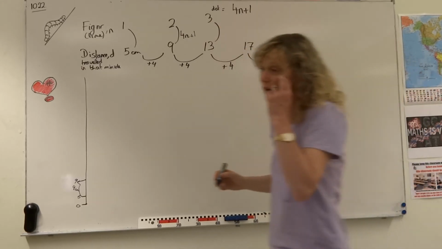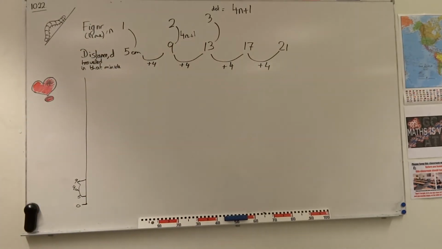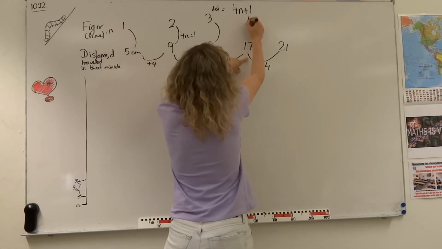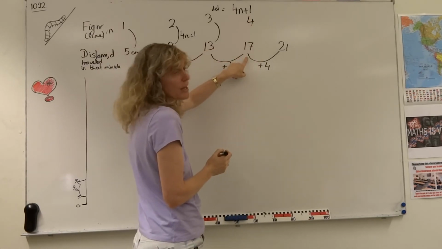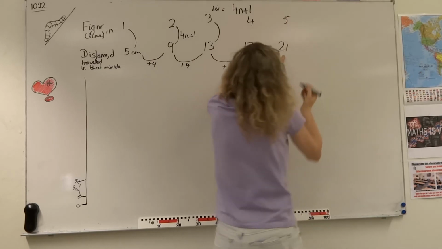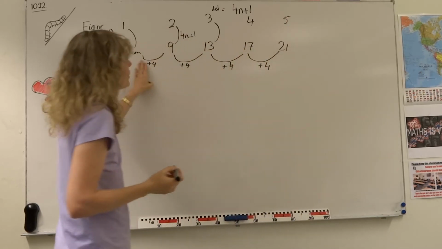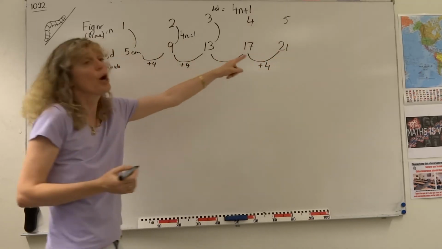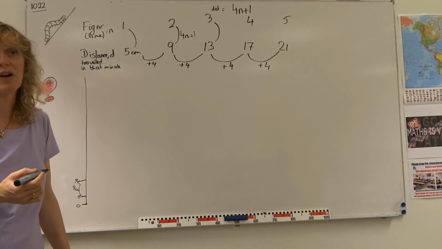So the first question was, how far has it travelled in the first 5 minutes? 5, 9, 13. Minute 4, it's travelled an extra 17 centimetres. Minute 5, it's travelled an extra 21. So here are the first 5 distances that it's travelled. What would be the total distance travelled during those 5 minutes then?